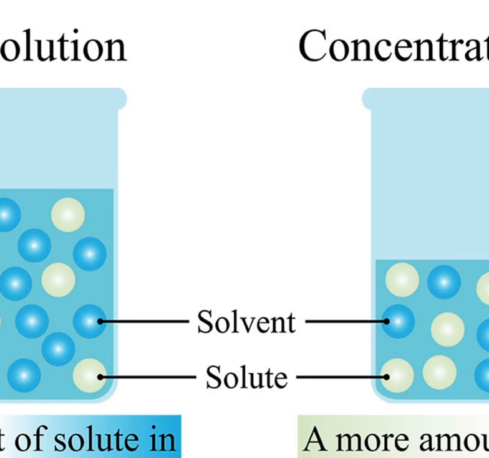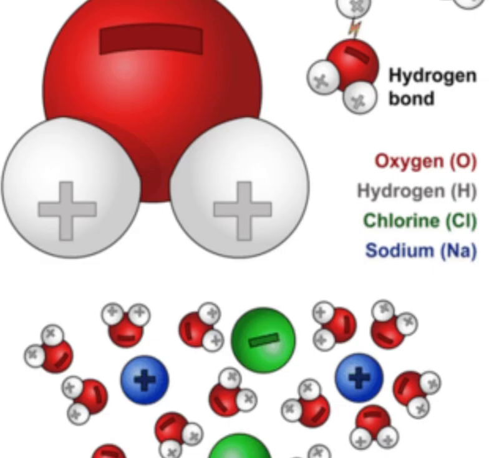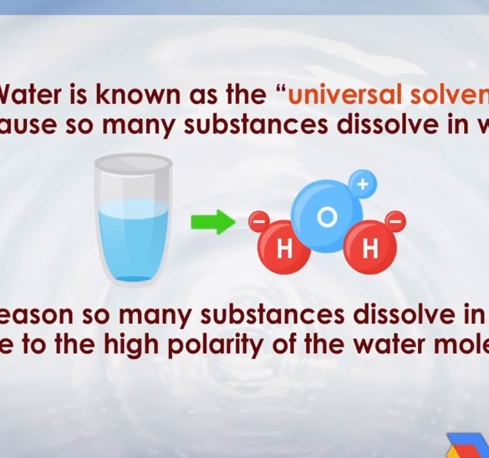Let's talk about why water is important. Water is often called the universal solvent because it can dissolve so many substances, especially ionic and polar compounds like NaCl.